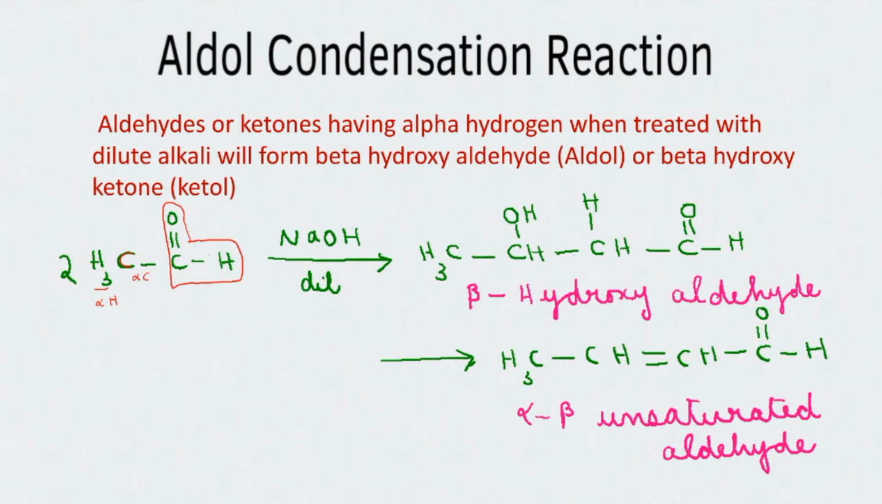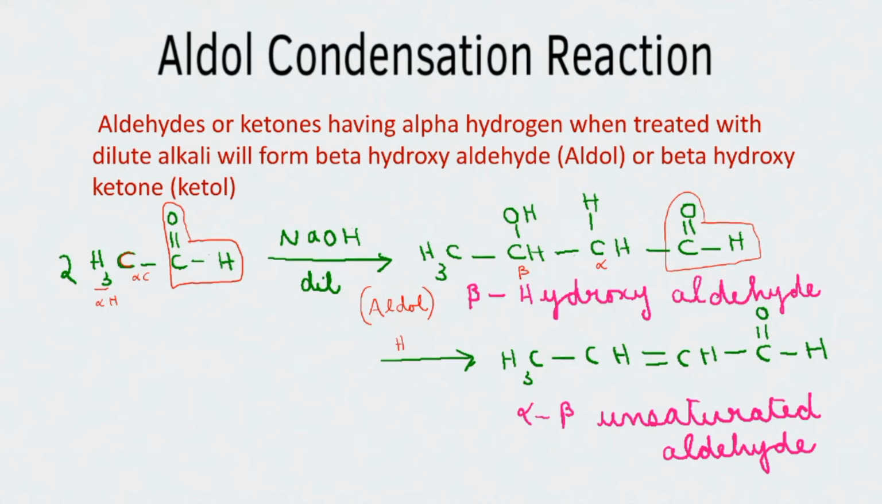Aldehydes and ketones which have an alpha hydrogen atom, in the presence of dilute alkali, form beta hydroxyaldehyde. See, this is the functional group again. This is the alpha carbon atom and this is the beta carbon atom. At the beta position, you can see one hydroxyl group attached. So we call it beta hydroxyaldehyde, or aldol. In the same molecule you can find the aldehyde group and the alcohol group, hence the name aldol.